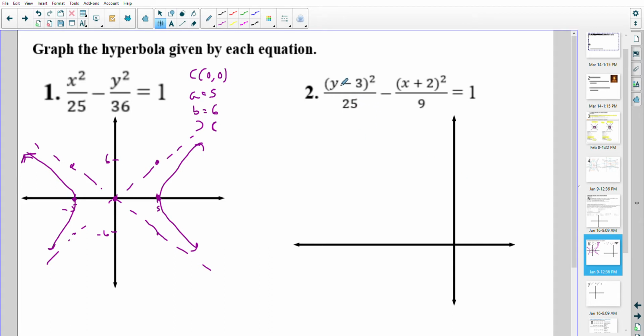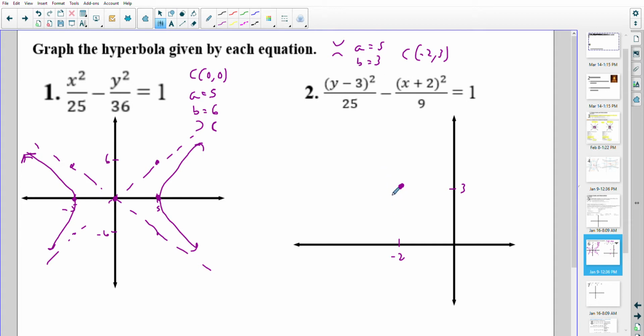Looking at this one, I'm noticing that the y is first. With the y first, that means that it's going to open up and down. My A is equal to 5, B is equal to 3, and my center is equal to -2, 3. Again, I'm going to go ahead and draw in the center. -2, 3 is going to be up here. Notice I am putting points in the graph. I want to see what I'm looking at.